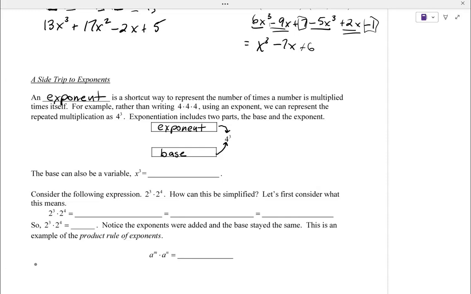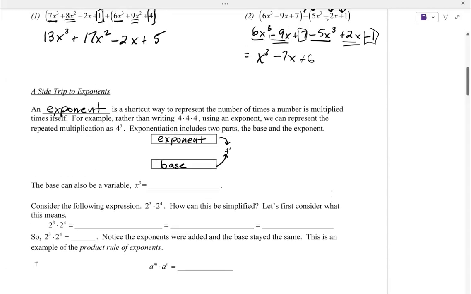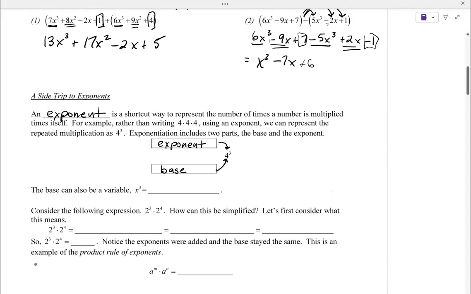You can put a 1 in front of the x. That's perfectly fine with me. Okay. So if I look at this x cubed, the base is a variable. In terms of multiplication, what does x cubed mean? So like this is 4 times 4 times 4, so this one would be x times x times x. It just means we're going to multiply the x times itself that many times. That's all the exponent means.